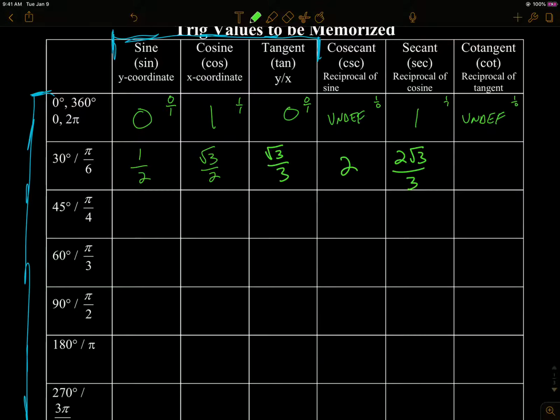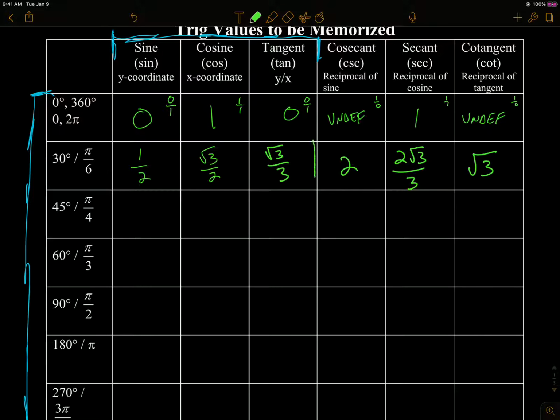And then cotangent is the reciprocal of tangent. So if I flip that, I get 3 over root 3. And again, I have to rationalize by multiplying the top and bottom by root 3 over root 3. So when I work that out and simplify, that becomes root 3.